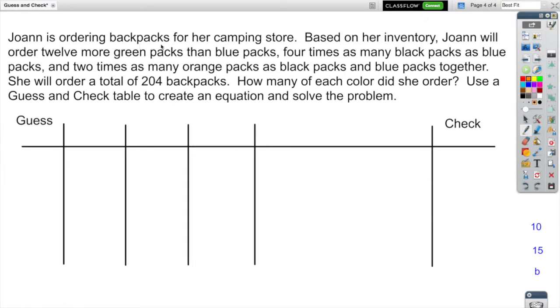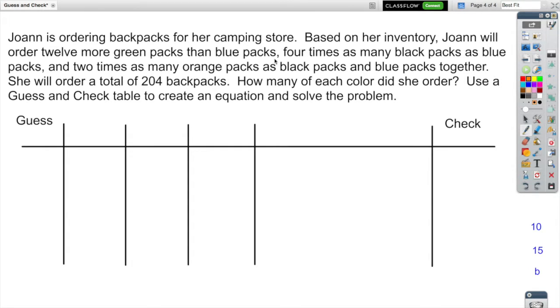Joanne is in charge of ordering backpacks for her camping store, and based on her inventory, the things she already has in stock, Joanne will order 12 more green packs than blue packs, 4 times as many black packs as blue packs, and 2 times as many orange packs as black packs and blue packs together. She'll order a total of 204 backpacks. How many of each color did she order? Use a guess and check table.